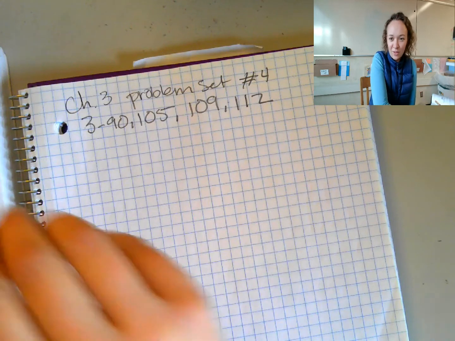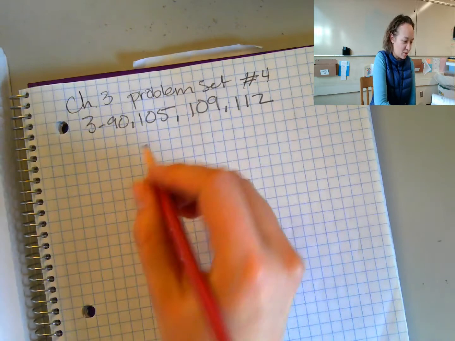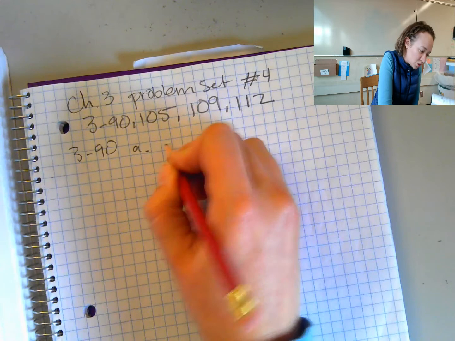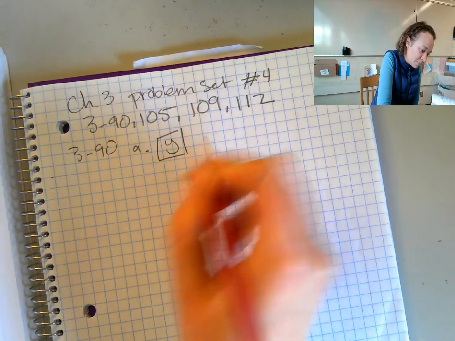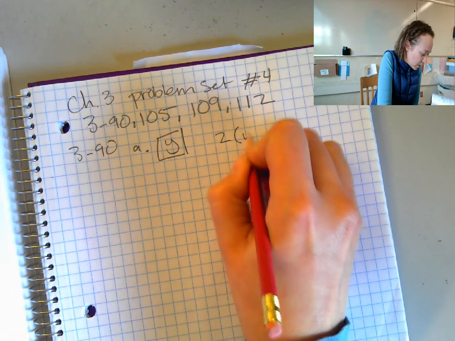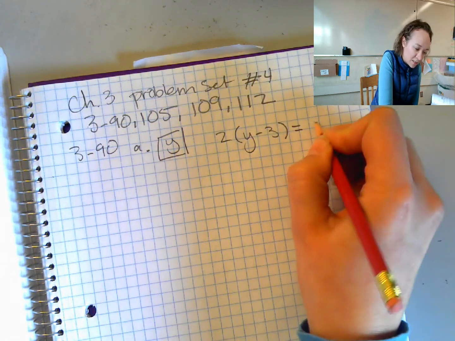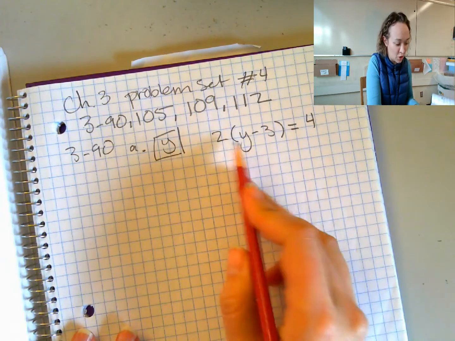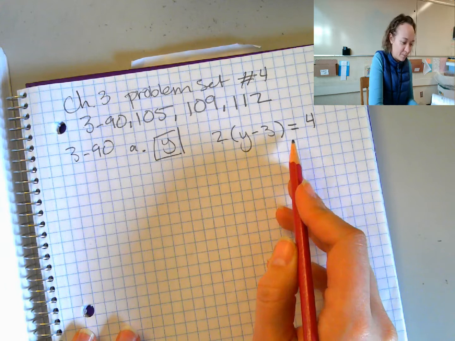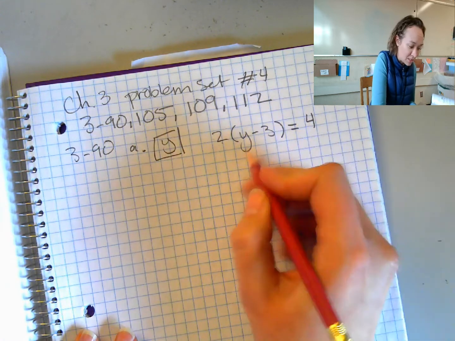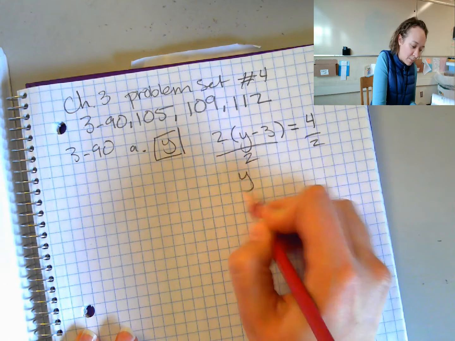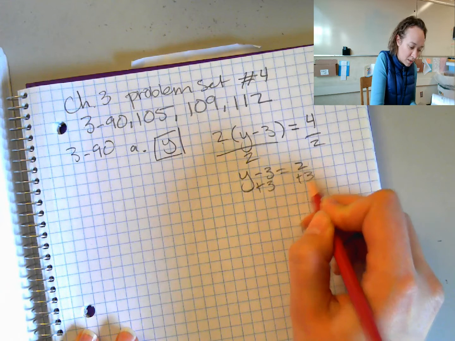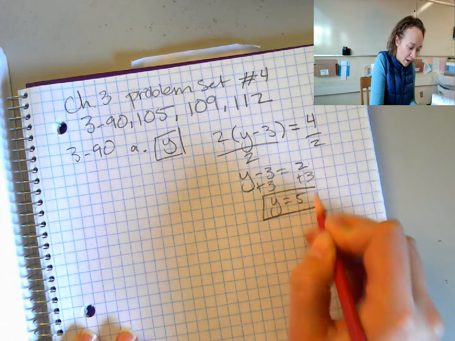This is the Chapter 3 problem set number 4, starting with 3-90. So 3-90A asks you to solve for y with 2(y minus 3) equals 4. So I have a choice here. I can either distribute the 2 or I can divide by the 2. I'm going to divide by the 2 because 4 is even and I know that's going to be pretty. So then I get y minus 3 equals 2. I'll add 3 and y equals 5.